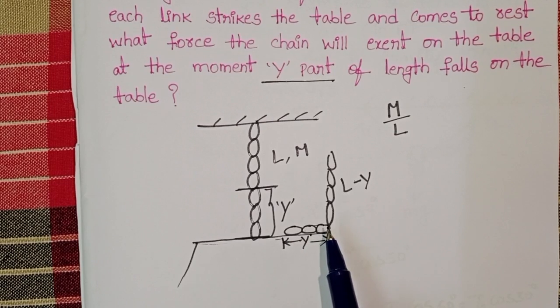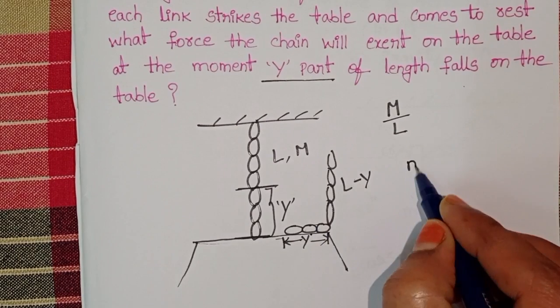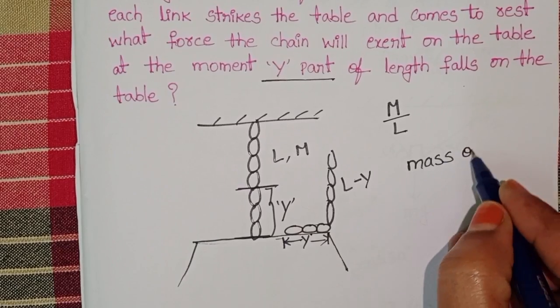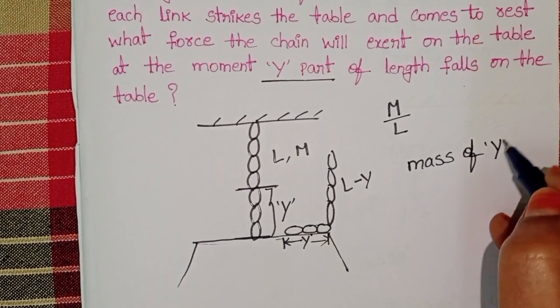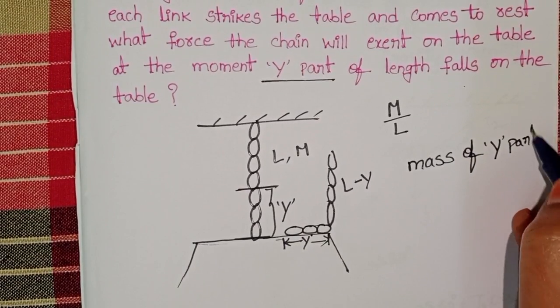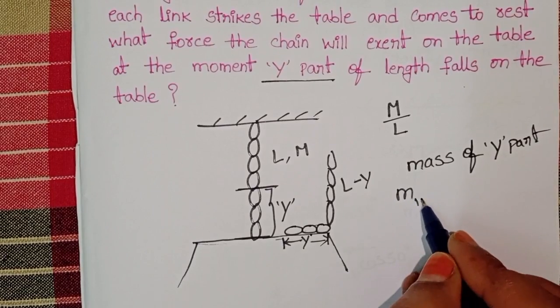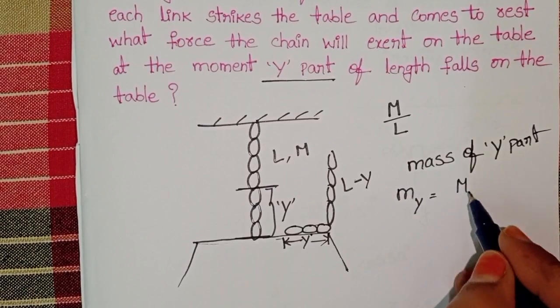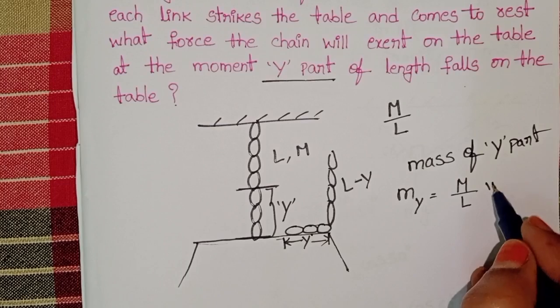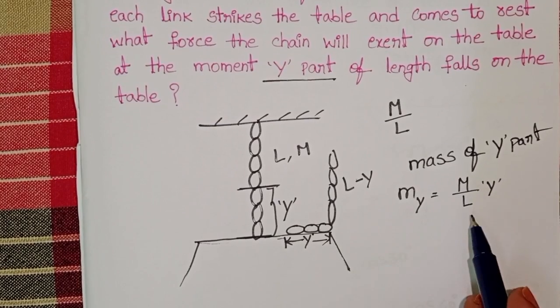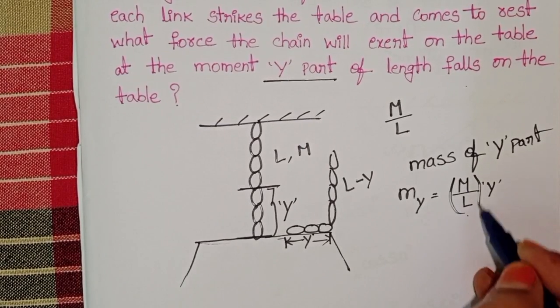One is because of its own weight. Mass of the Y part of the chain, M_Y, is equal to mass per unit length into length of the chain, M by L into Y.